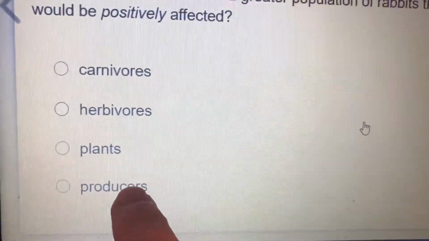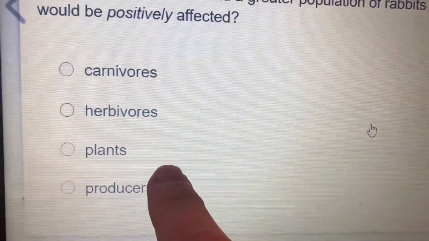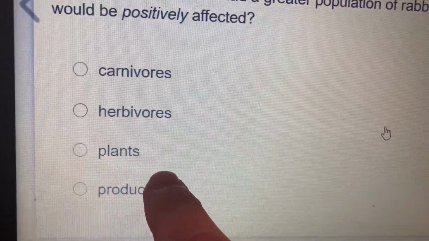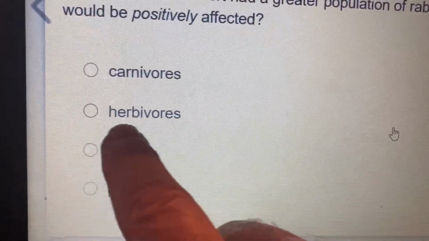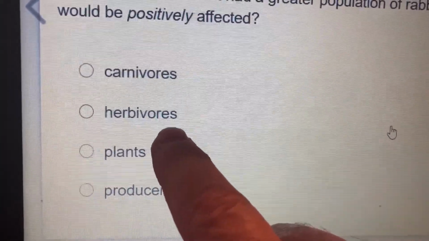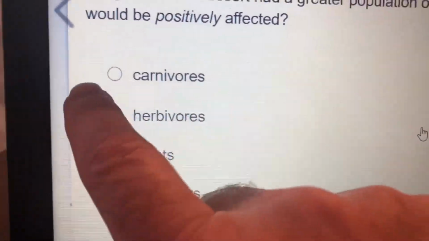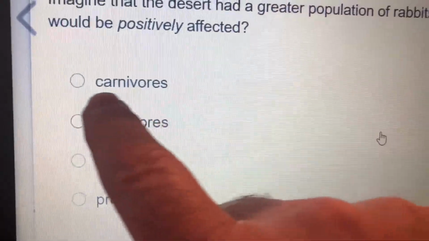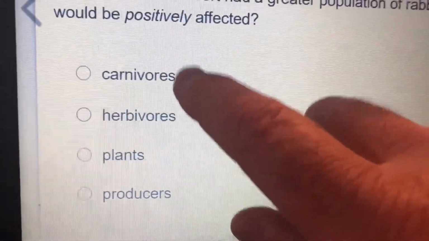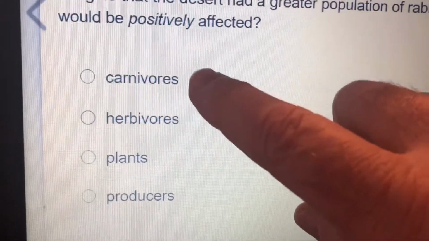So would the plants be affected positively? The more rabbits, the more plants are going to eat. So these plants, producers, they're not going to be affected in a good way. Herbivores, well, if you have more rabbits, then the other herbivores are going to have less food to eat. But there is going to be a group that's going to be happy. Who's that group? Of course, the carnivores. Maybe the coyotes or the wolves would have a lot more food because they have more rabbits now. So the only choice here would be carnivores.